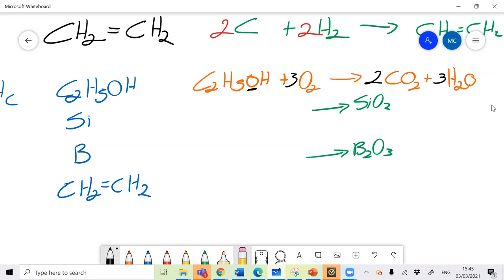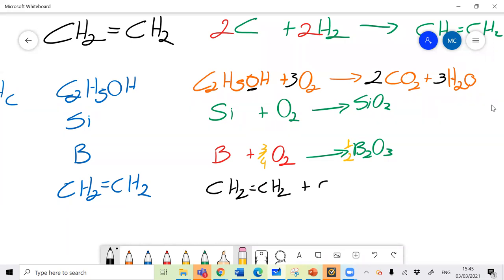You will also have a situation now where you can do silicon plus oxygen, and this is the same as the SiO2. You have boron plus oxygen. Now, this is burning 1 mole of boron, so it would have to be 1 mole of boron. So here you end up with 3/4 O2 and 1/2 B2O3.